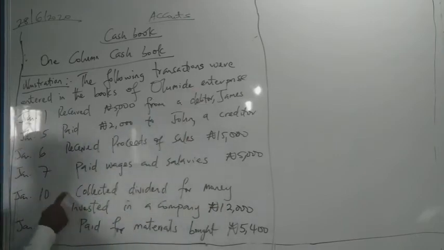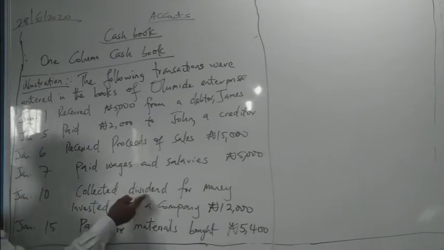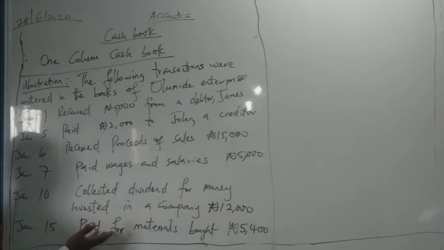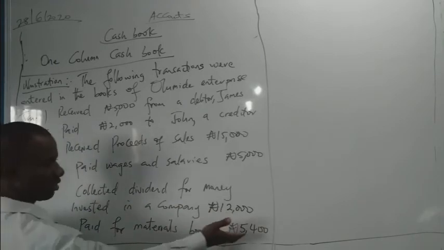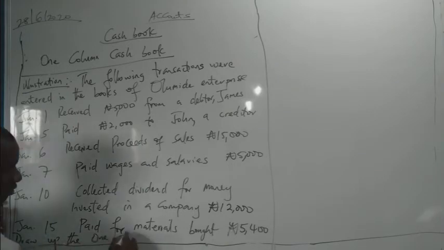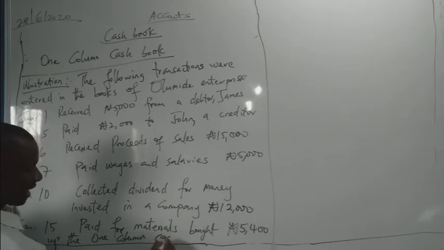That means Olumide Enterprises was also investing, and they now got an income in the form of dividend worth 12,000. Then they bought materials, they paid for the materials bought, 5,400. The question now is, draw up the 1 column cash book.